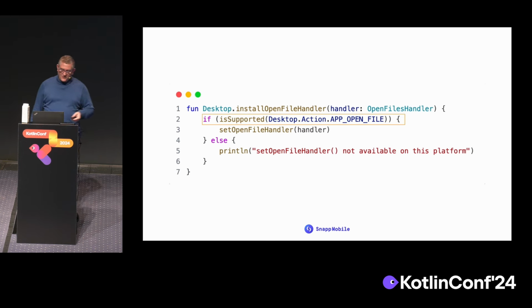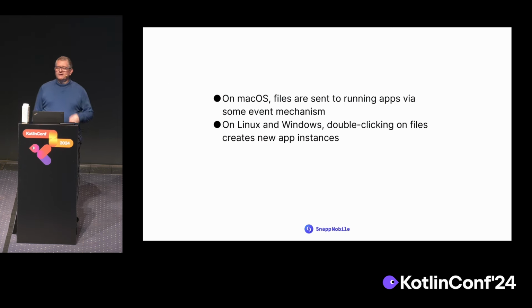Now, unfortunately, there's once again a differentiation needed between macOS and Windows and Linux. On macOS, we need to register the AppOpenFile handler because on macOS, when you pass a file to the application, this is passed to it through some eventing mechanism, and that's why we need to have this code. On Windows and Linux, however, it doesn't work this way. Again, these handlers just aren't there. And there is another problem.